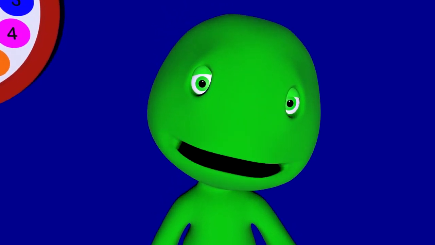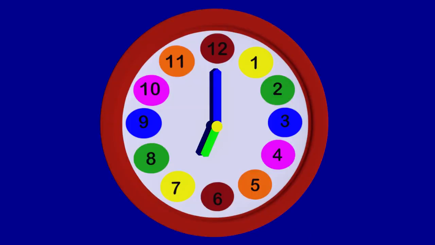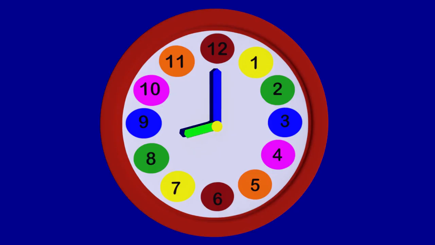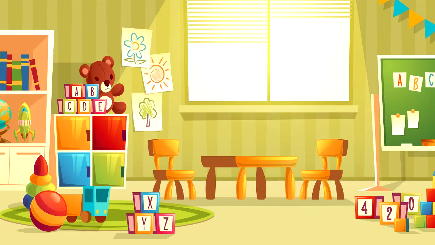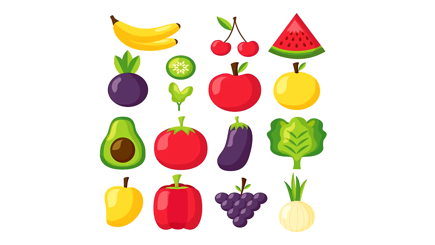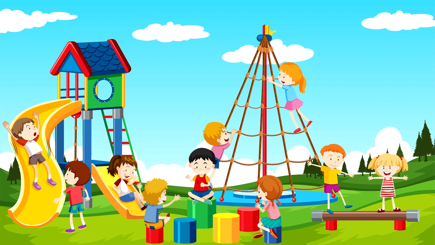Now I'm going to tell you what I usually do on a normal day. At 7 o'clock I get up and eat breakfast. At 8 o'clock I go to the kindergarten. At 9 o'clock I play in the kindergarten. At 10 o'clock I eat some fruits. At 11 o'clock I play outside on the playground.